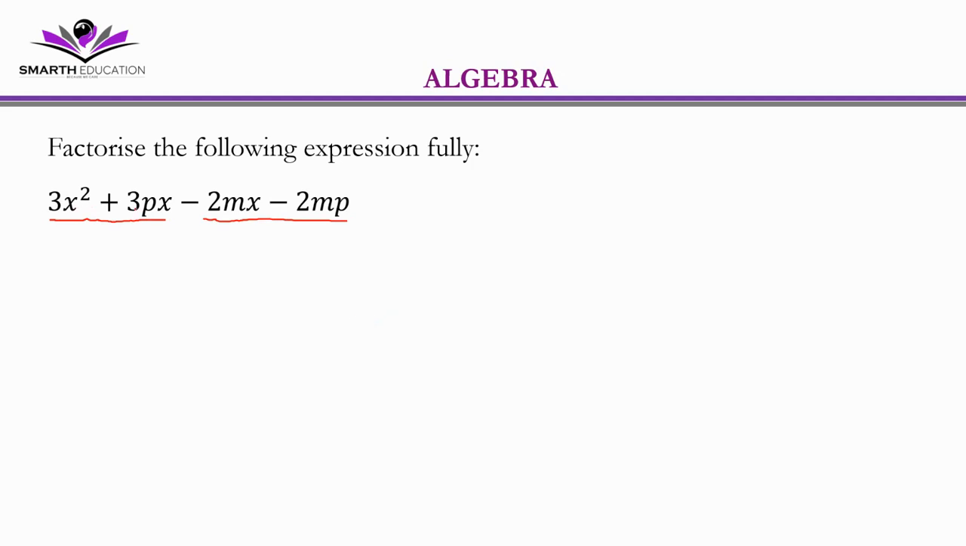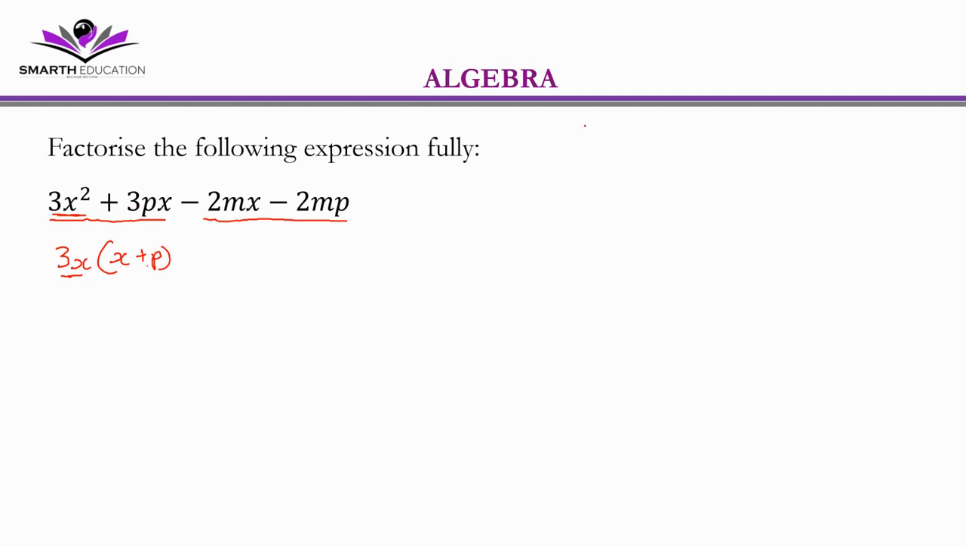If we check the first two terms, what's common there is 3x. So we can factor out 3x. And then 3x squared divided by 3x is x. And then positive 3px divided by 3x, you'll get p. So it means we have what? We have x plus p inside the bracket.